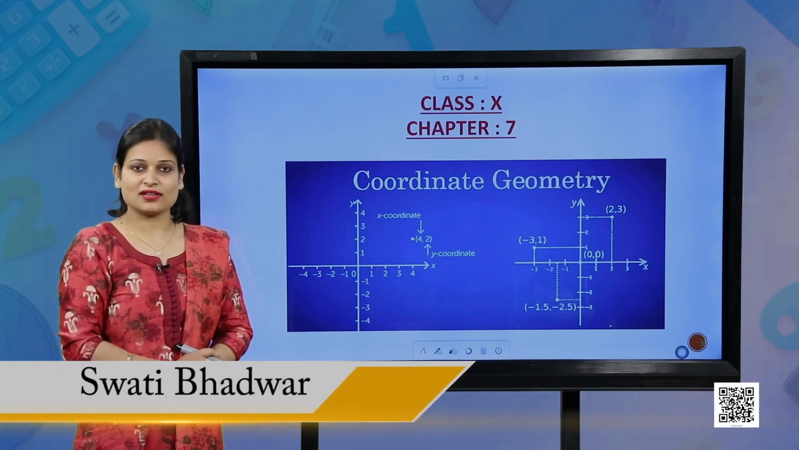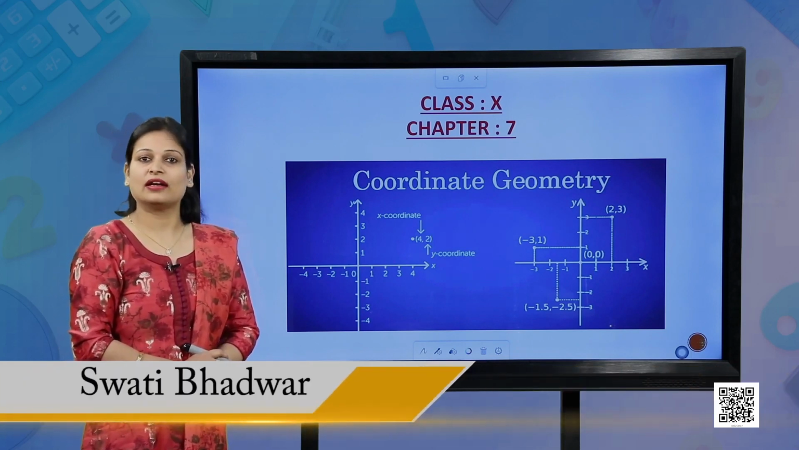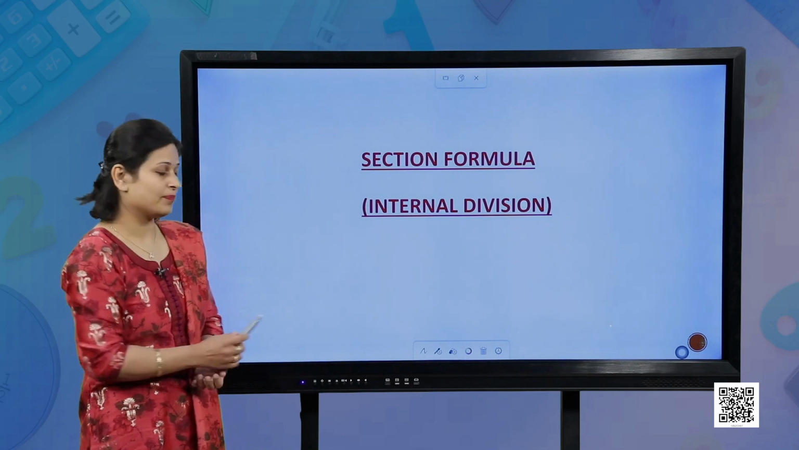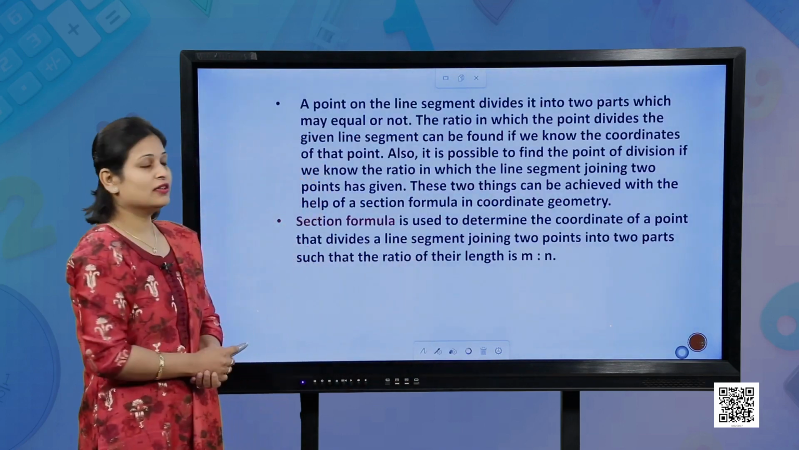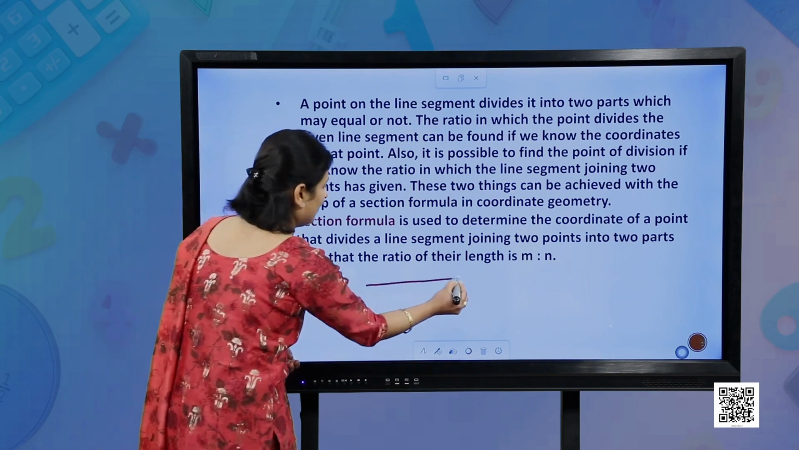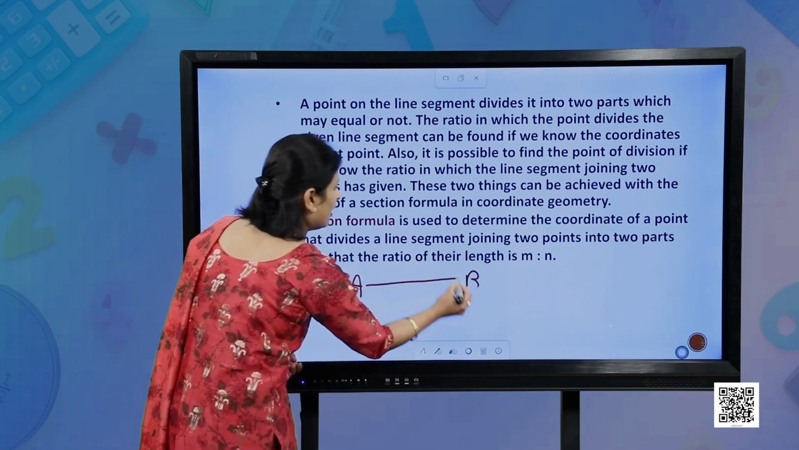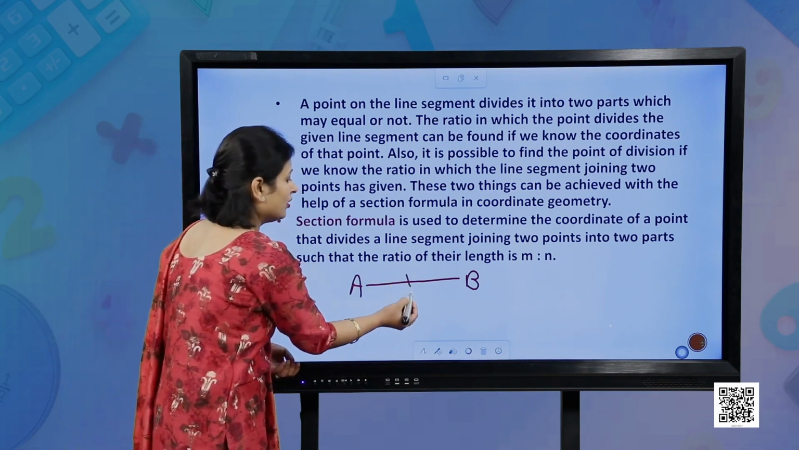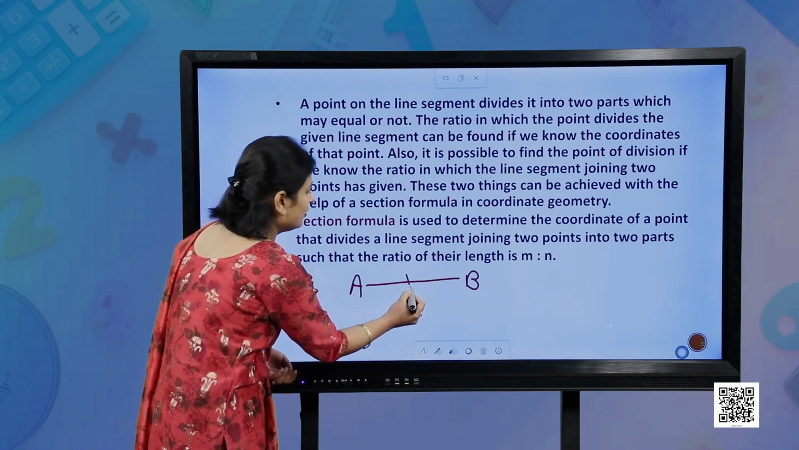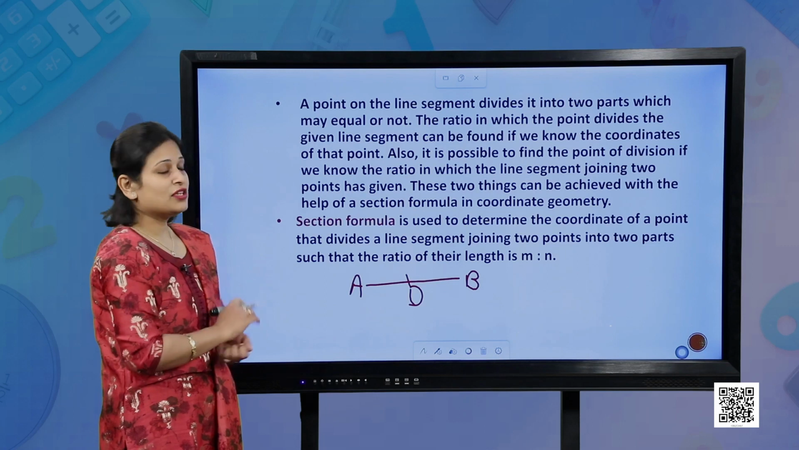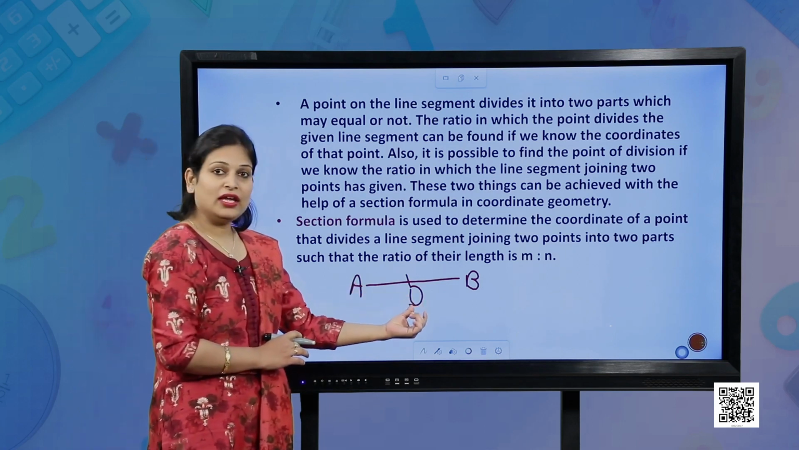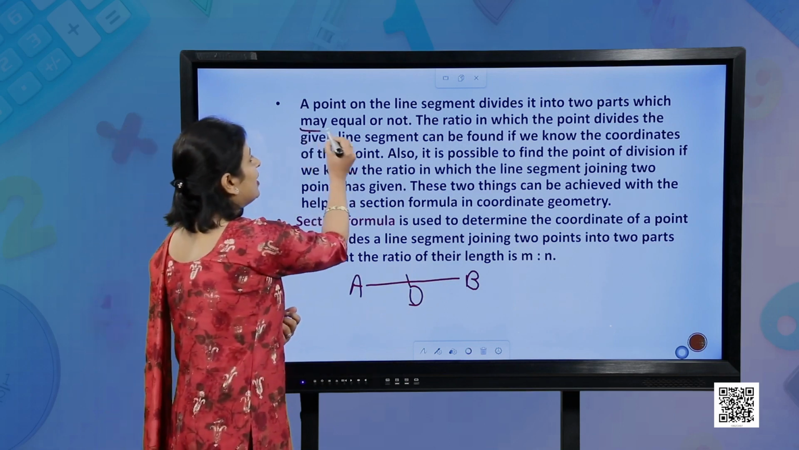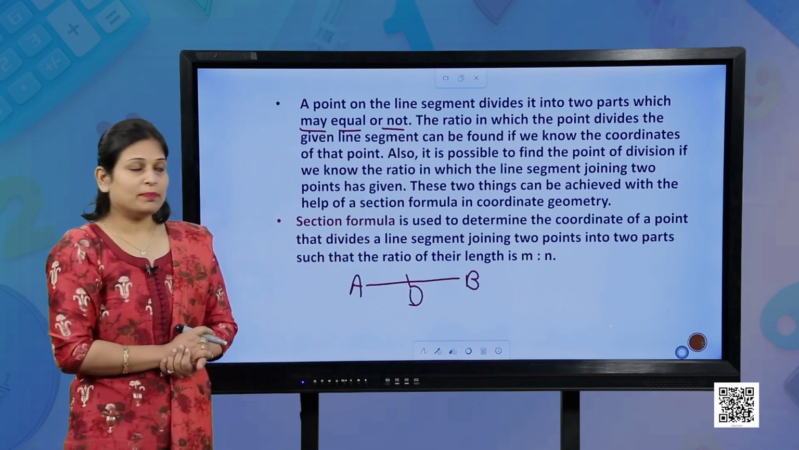As we have already discussed the meaning of coordinate geometry and the distance formula, today we are going to discuss the section formula. Now, if I consider a line segment AB and I need to divide this line segment into two parts, I can take a point here, this can be a point D. It is not necessary that the point D will divide the line segment AB into two equal parts. They may be equal or they may not be equal.